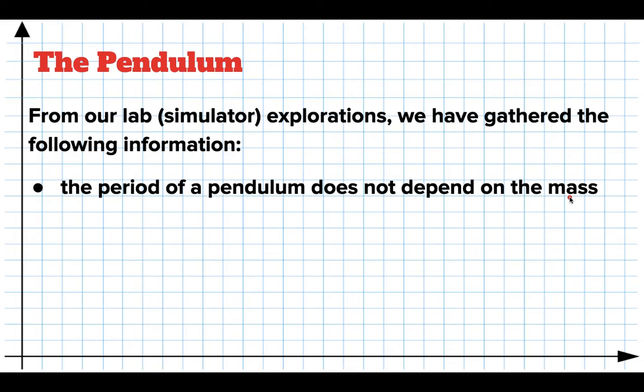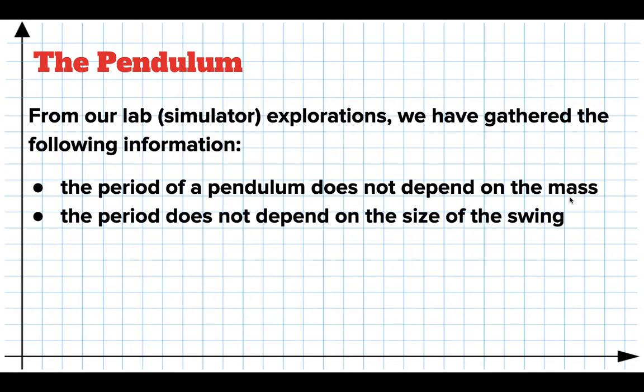Little secret there. You don't need the mass. You can ignore it. We also found out the period does not depend on the size of the swing. Little swings or bigger swings all took about the same amount of time. With a bigger swing, you were going faster, but you had farther to go. With a small swing, you're moving slowly, but you don't have very far to go, and the time it took was the same.